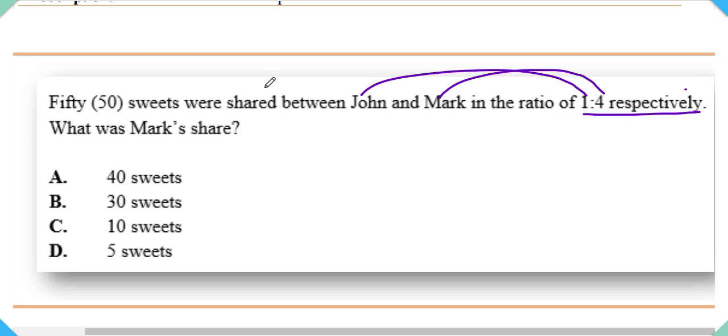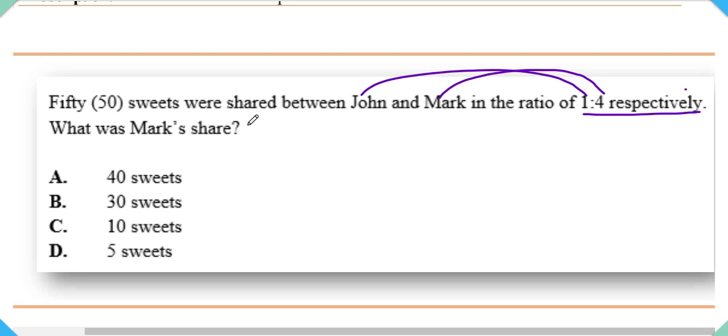So in this problem, we are comparing the size or amount of sweets that John has compared to the size or amount of sweets that Mark has. The ratio is given to us, or the portions are given to us as 1 to 4. This means that for every one sweet that John has, Mark has 4, or 4 times the amount that John has. So John's amount can fit into Mark's amount 4 times.